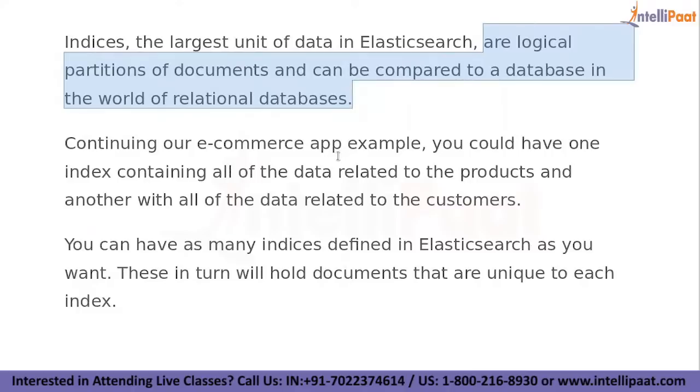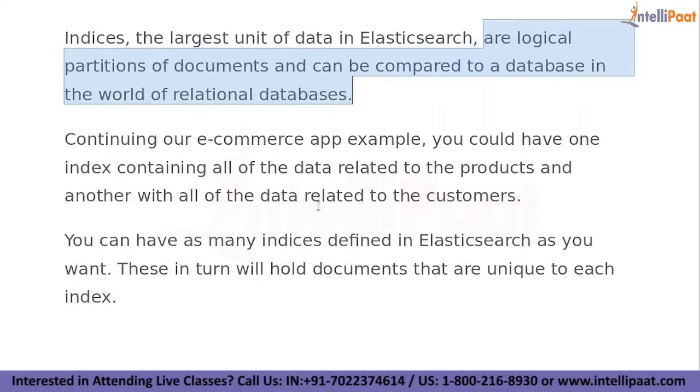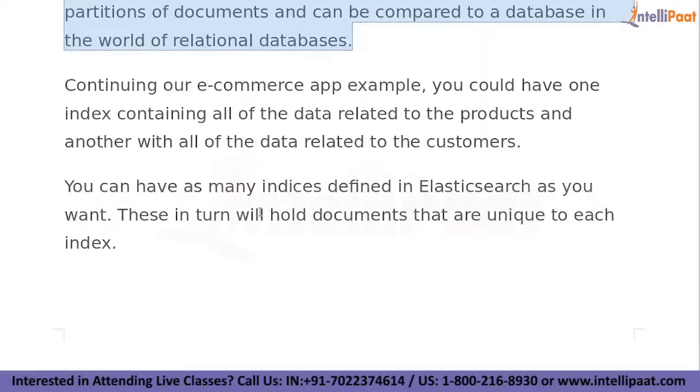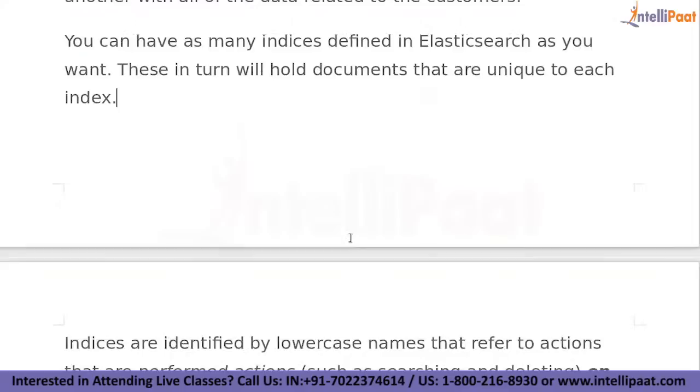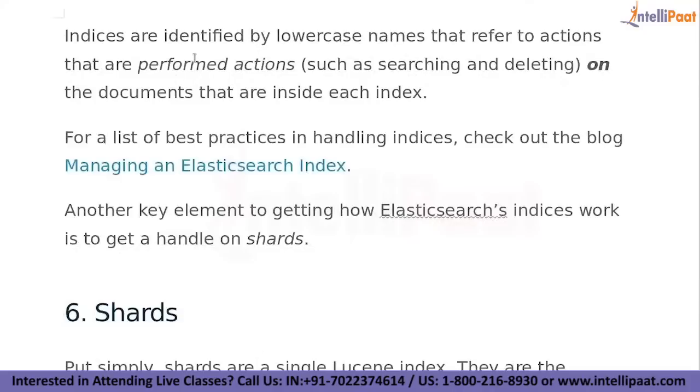So you can have as many indices defined as you want. This in turn will hold documents that are unique to each index, so ensure that your documents are unique. That is the basic way of properly planning your indices on Elasticsearch. Indices are always defined with lowercase names only, and it's not possible to use capitals. There are some basic best practices for handling indices, which are in the best practices document, but we'll see them later when we create them.